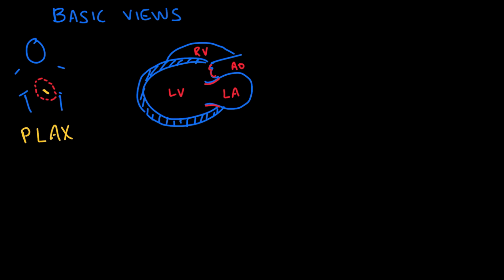Now you can take your transducer, and if you tip it medially, you'll see a slightly different view. Still in parasternal long axis, you'll see something like this. You'll see the right atrium that empties blood via the tricuspid valve into the right ventricle. So this is the right atrium. These are the tricuspid valve leaflets, and this is the right ventricle. So that's parasternal long axis.